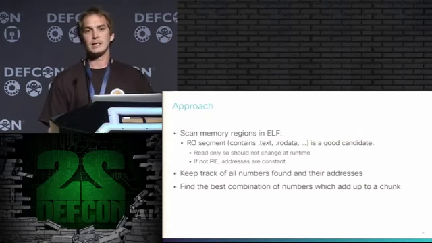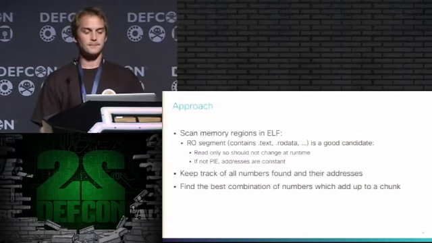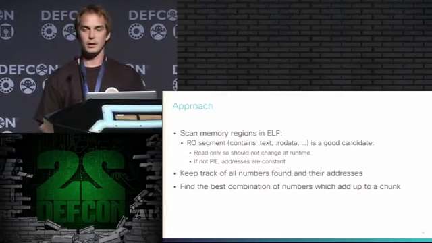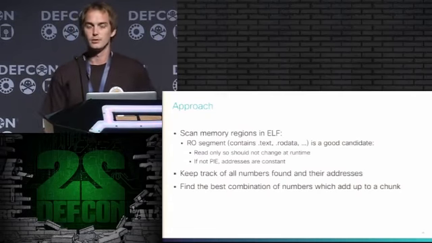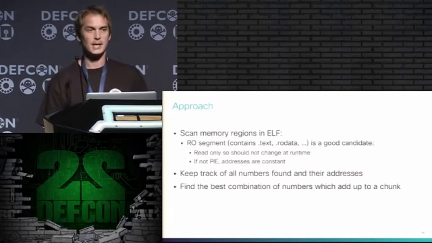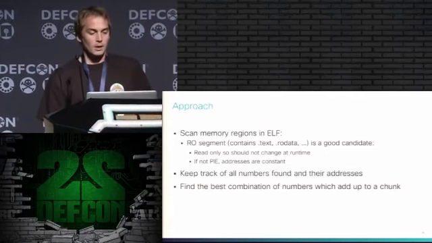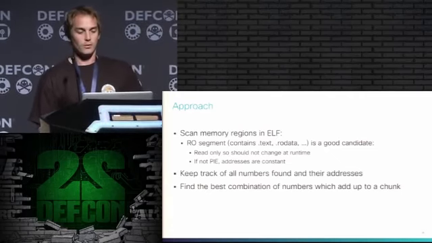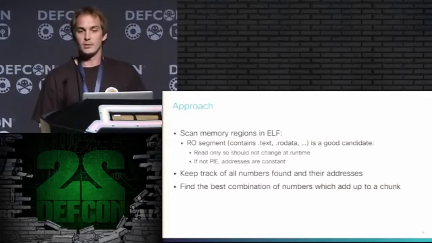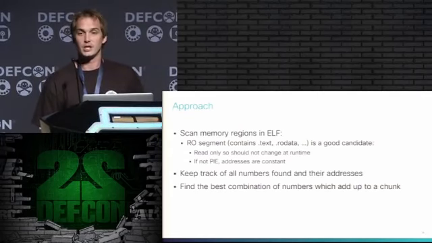So the approach is basically to take a file, take its read-only segment, and just scan it for numbers, right? Look at the beginning of it, see it as a number, shift it by one byte, see it as another number, shift it by one byte, and see it as another number. So you scan all that segment, just looking for a bunch of numbers. I decided to look in the read-only segment because obviously you don't want those numbers to change at runtime.